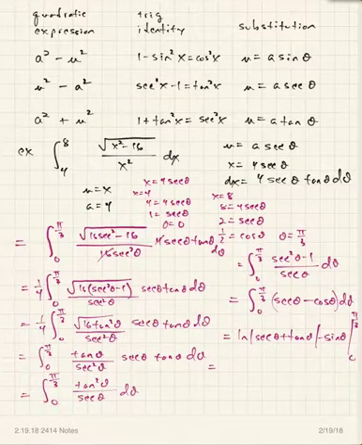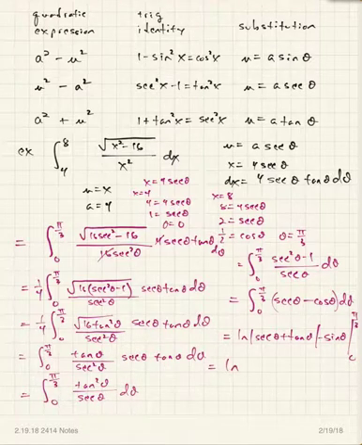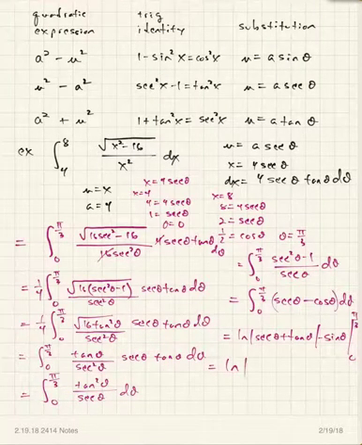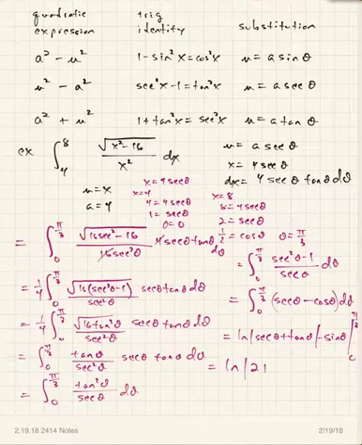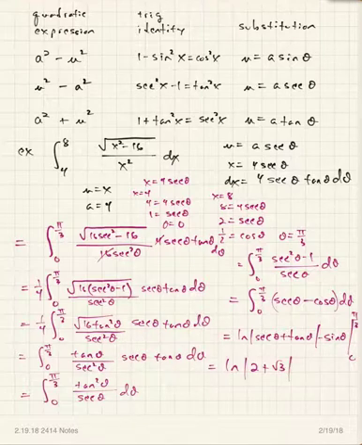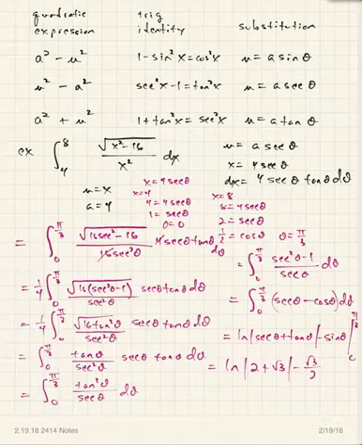So putting pi over 3 in place of theta in there, you get the natural log. The secant of pi over 3 is 2. The tangent of pi over 3 is the square root of 3. And then minus the sine of pi over 3, and the sine of pi over 3 is the square root of 3 over 2. So at the upper limit, you get that expression.